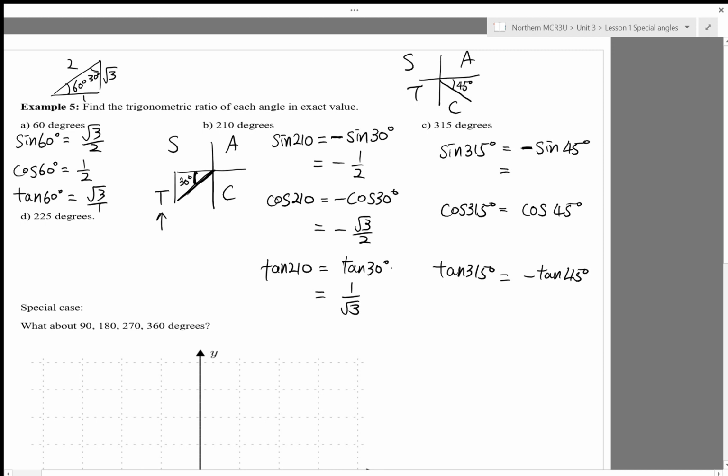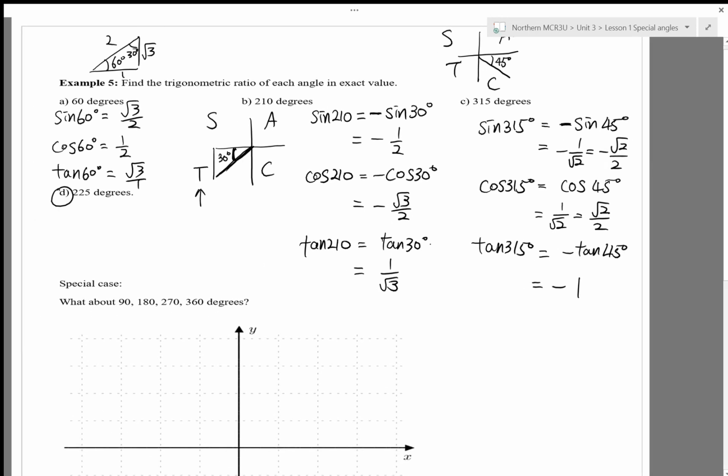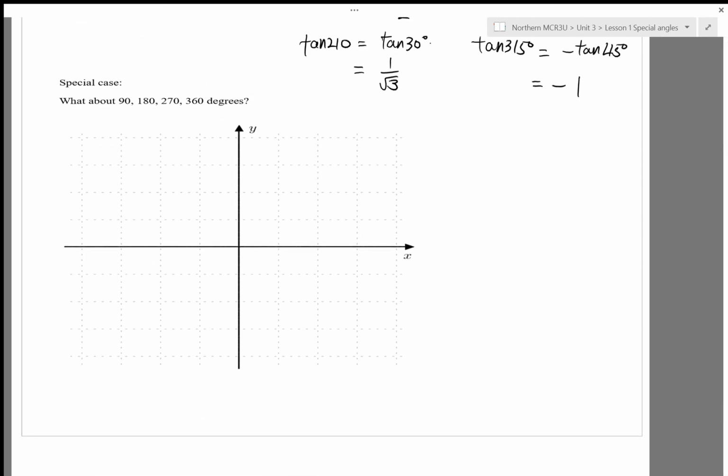Now we know negative sine 45 is negative 1 over square root of 2, or we can say negative square root of 2 over 2. And then cosine 45 is 1 over square root of 2, or we can say square root of 2 over 2. Negative tangent 45 means it's the negative of tangent 45, which is 1. So it is negative 1. Okay. Now try D, and then we'll probably take it up in class. And we will also take up this special case of 90, 180, 270, and 360.